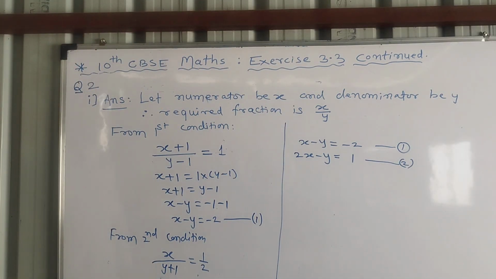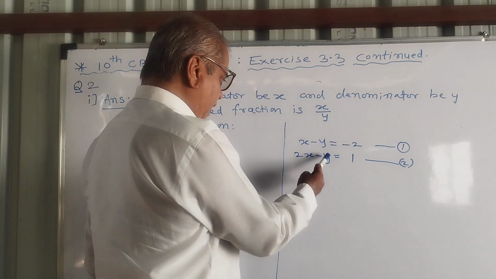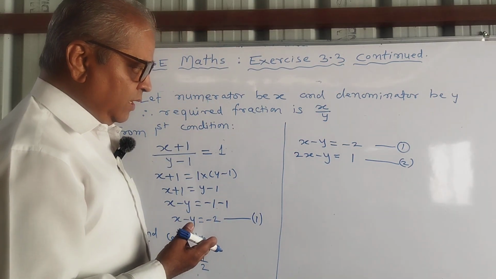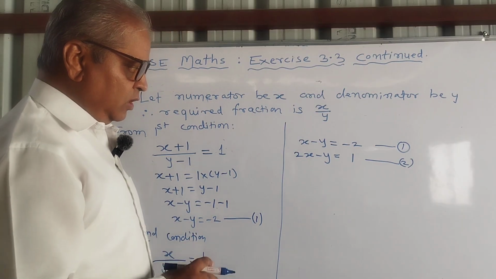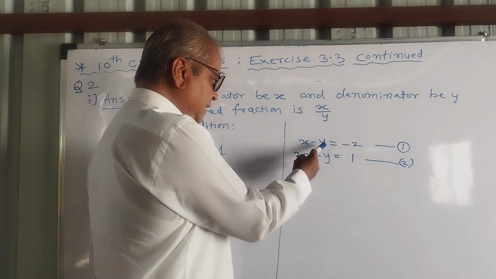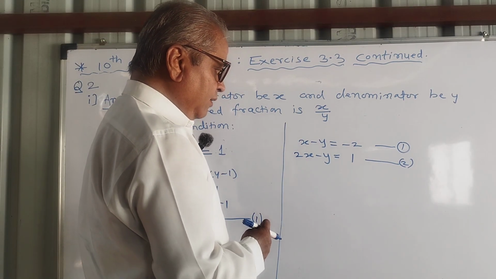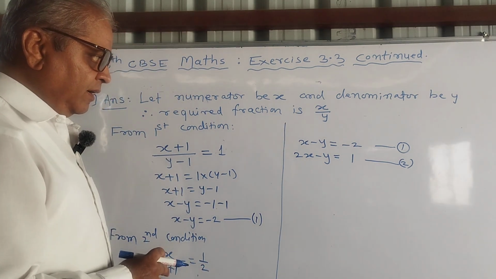Write properly, don't make any silly mistake. Look at the signs. x minus y is equal to minus 2. Second equation is 2x minus y is equal to 1. Now see, here the coefficients of y are already equal. There is 1 here and 1 here. So we don't need to change the coefficient or multiply any equation by any number. Only look at the sign. Here the sign of y is minus and here also it is minus. So we cannot eliminate if we do not change the sign.